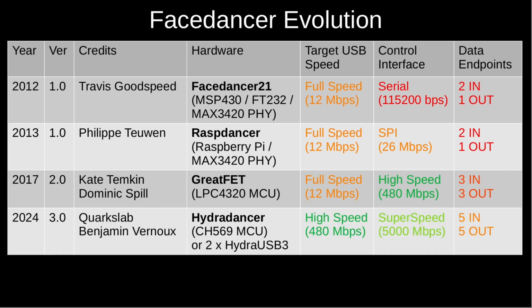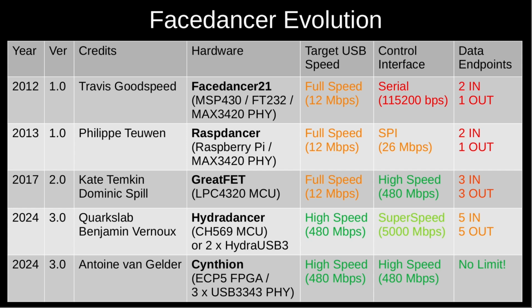And then in 2024, we got 2 new platforms, both of which support high speed on the target side. Firstly, there's Hydradancer from Quarkslab. This is based on the Hydra USB 3 board by Benjamin Vernoux. This is super speed on the control interface, but it's still limited to 5 endpoints each way by the PHY. And then finally there's Cynthion, which is high speed on both interfaces, and the really nice thing here is that because the whole USB stack is in gateware, we don't have any hardware limits on the number of endpoints now. You can set up as many as the protocol allows, which is 15 each way.